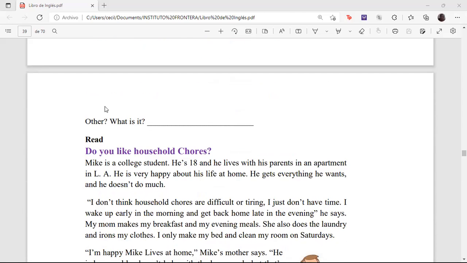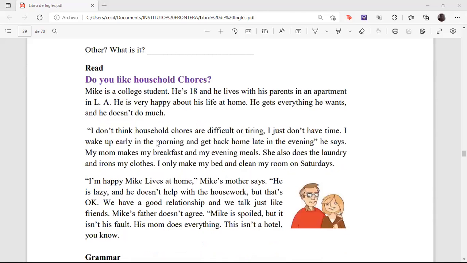Other, what is it? Do you have another one? I'm making you a question. This one is only for you, okay? So you have to read this one. Do you like household chores? ¿Qué son los household chores? Son los deberes en la casa. Simplemente son los deberes de la casa.